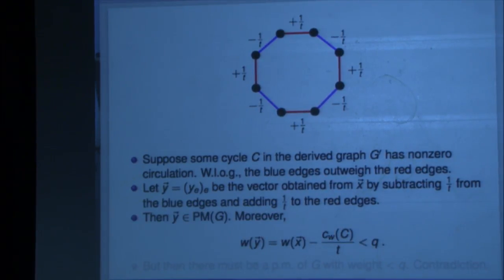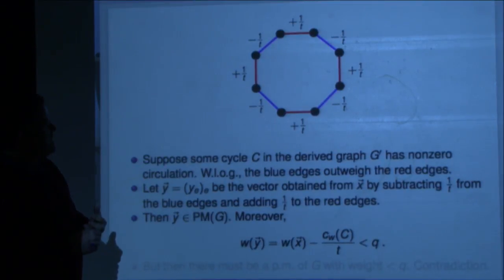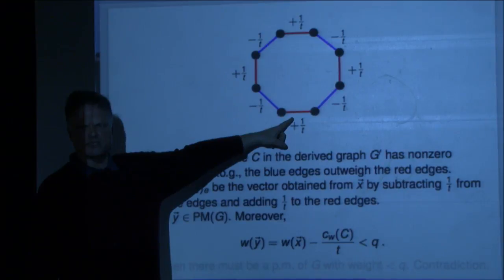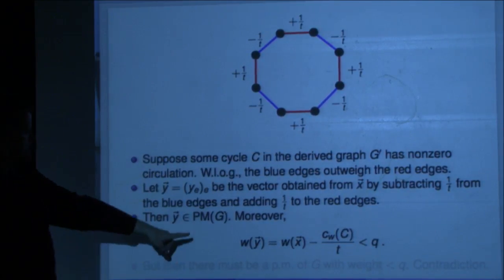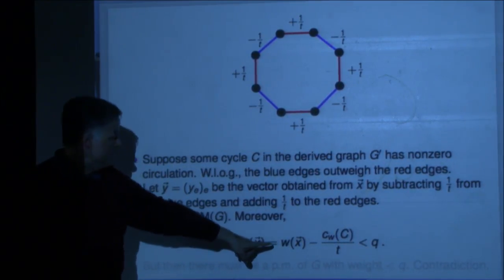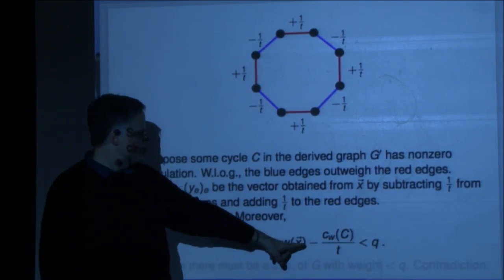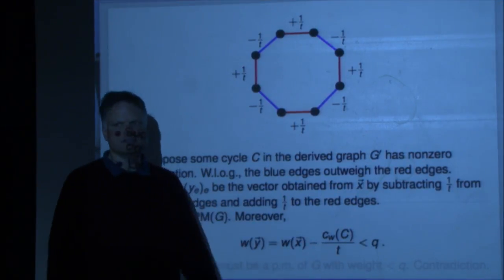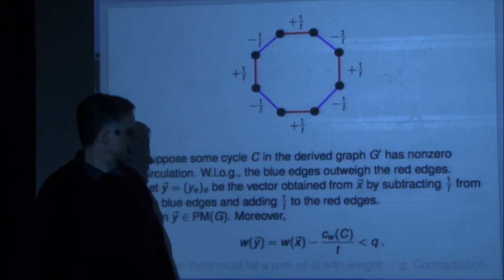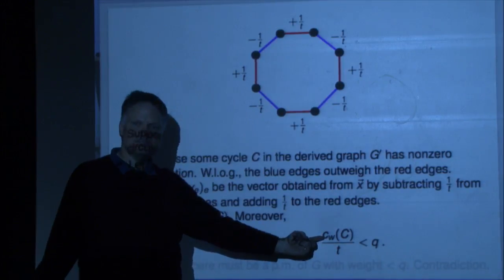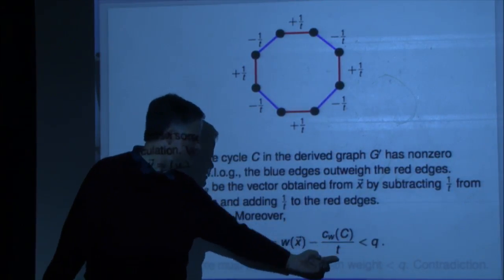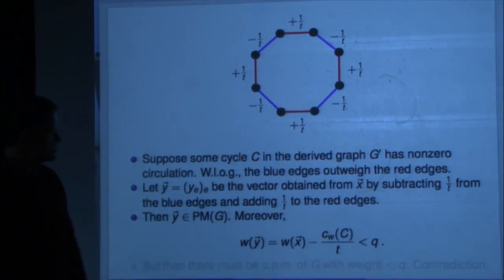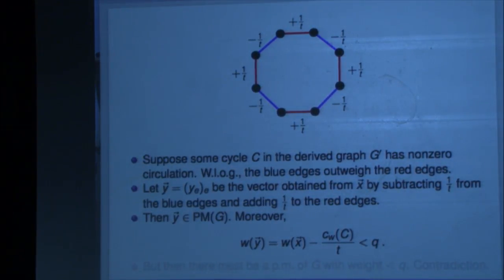But basically, now what we've done is we've added more influence to the smaller weights and taken it away from the larger weights. And so if we compute the weight of y, it's equal to the weight of x minus this correction term, which is exactly the circulation of c divided by t. This is assumed to be non-zero, and so this number is positive and we're subtracting it. This is q. So we get something that's strictly smaller than q for the weight of y.